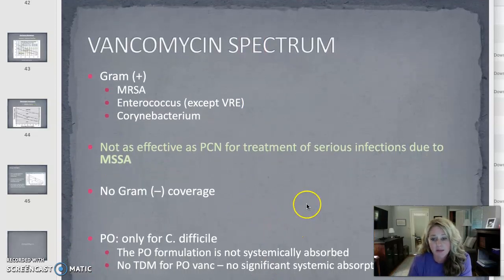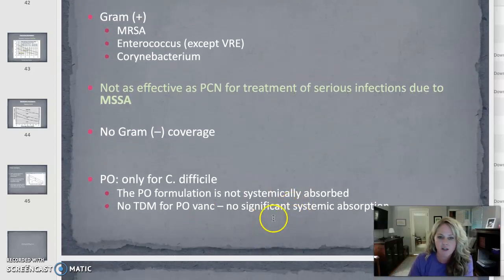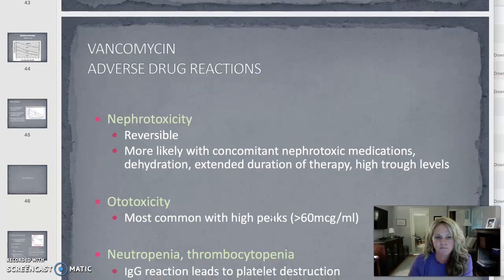Vancomycin covers gram-positive. It is used for MRSA particularly. It is not as effective as penicillin is for methicillin-sensitive Staph aureus. Okay, so we should only be using vancomycin for MRSA. It does not have any gram-negative coverage. It can be used orally, but only for C. diff. You shouldn't see it used orally for anything other than that.